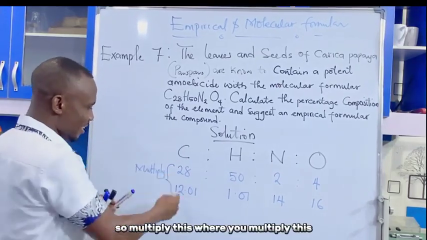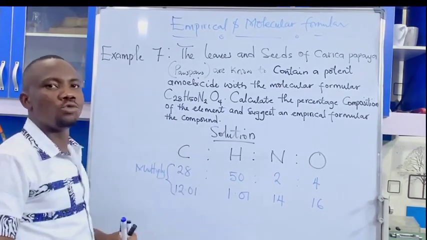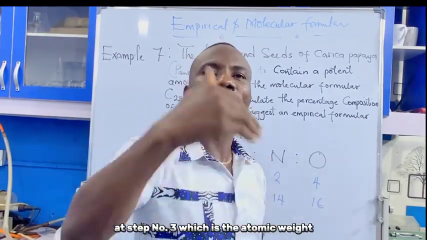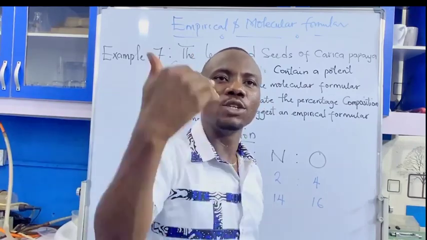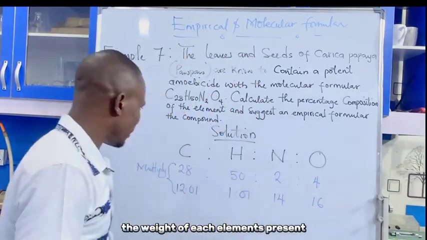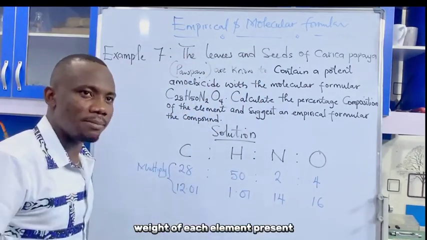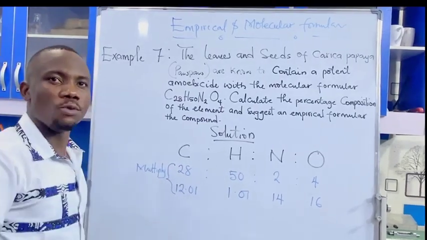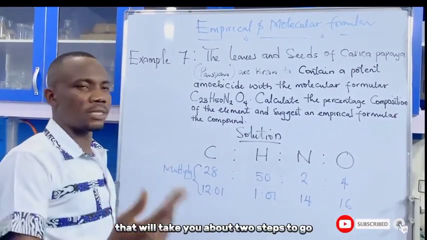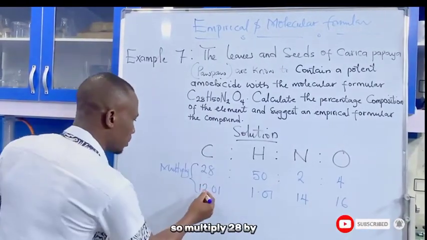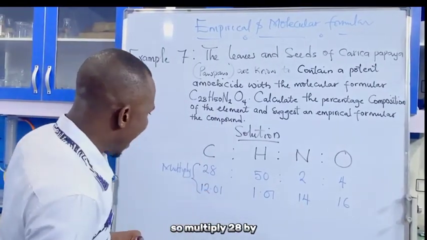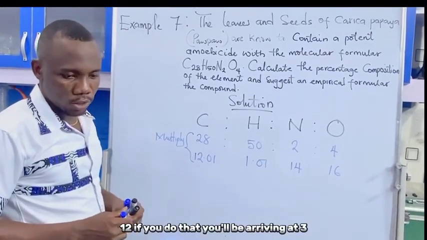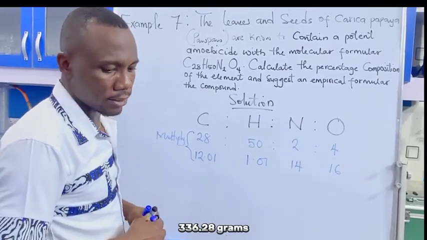So multiply this. When you multiply this, it will automatically drop you at step number 3, which is the weight of each element present. That will take you about 2 steps. So multiply 28 by 12. If you do that, you'll be arriving at 366.28.